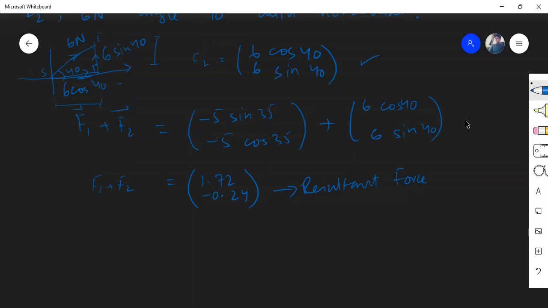Now we can also calculate the magnitude, I mean the size of this resultant force. It will be just equal to the square root of 1.72 squared plus minus 0.24 squared. So by doing this, we are calculating the size of the resultant force. So this is equal to 1.73 newtons. So it's actually making things easier for us.